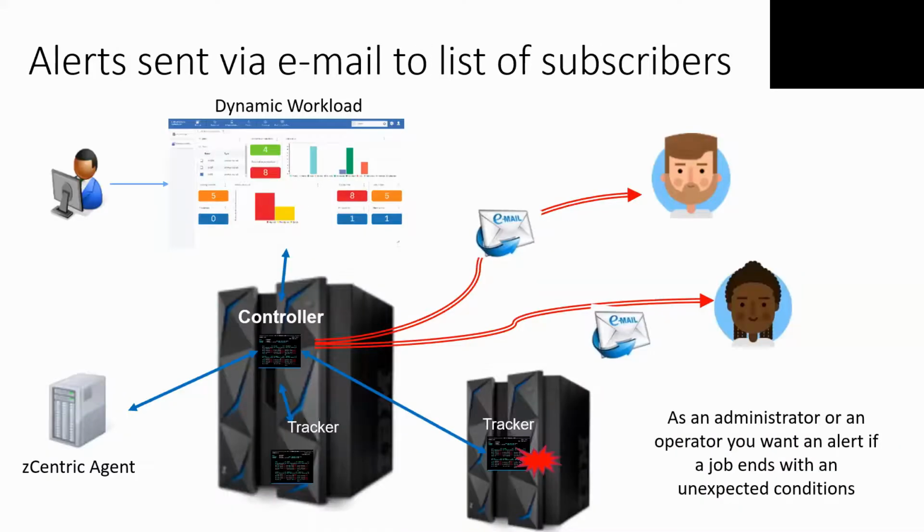Another important improvement is the possibility to have alerts sent via email in case something unexpected happens. So as an administrator of the IZ Workload Scheduler, you can define a subscriber list, so a list of email addresses that will be the target of this email, and what are the unexpected conditions that will trigger this email. And obviously you can customize the body of the email or the subject of the email, so you can get a notification that something is going wrong, not only looking at the console, but even through an email.